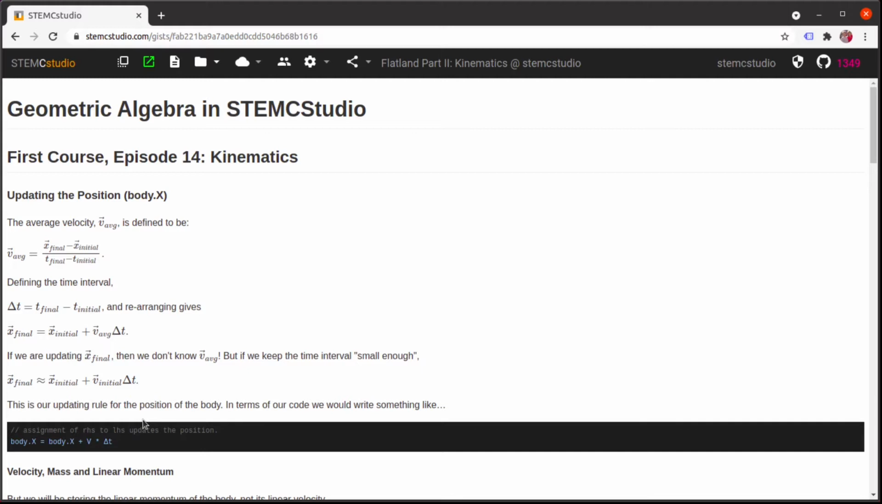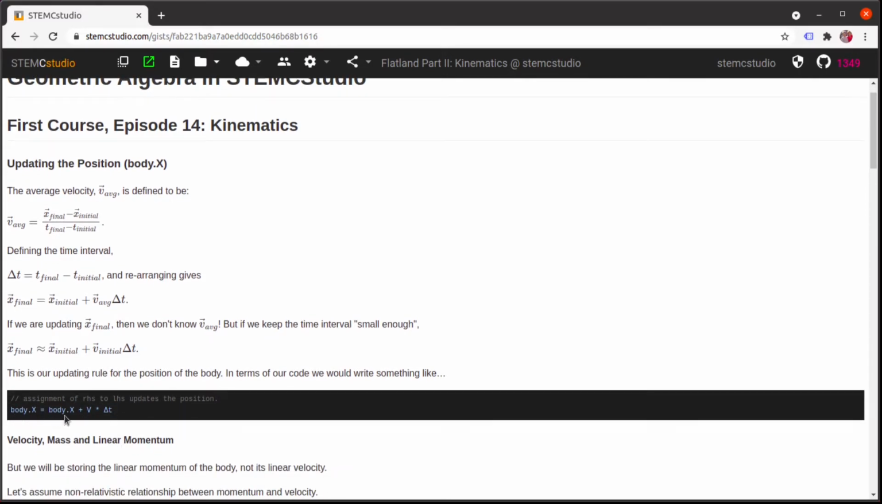In terms of the code, it would look something like this. We would have body.x equals body.x plus velocity times time. We can do this calculation because we have operator overloading, so this should be completely understood by your code in STEMCstudio. Okay, this is not a math equation, this is not an equality, this is an assignment of the thing on the right-hand side updating the thing on the left-hand side.